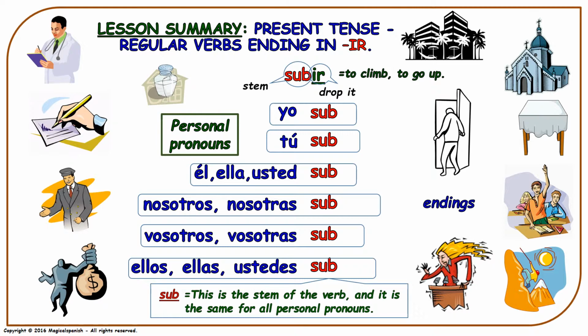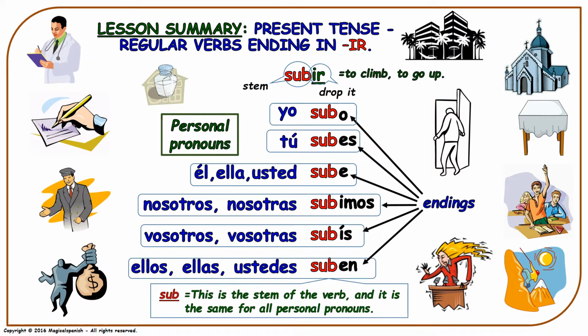Now, let's begin with the first one. Yo subo, the ending is O. Tú subes, the ending is ES. Él, ella, usted sube, we have E as an ending. Nosotros, nosotras subimos, we have IMOS as the ending of this personal pronoun. Vosotros y vosotras subís, the ending is IS. And ellos, ellas, ustedes suben, so the ending is going to be EN.